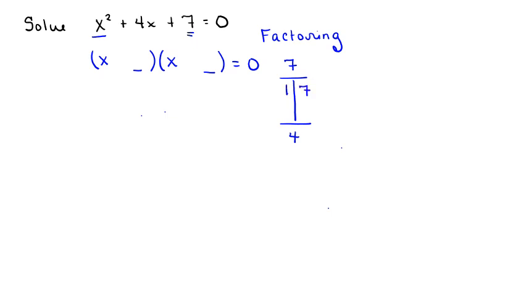One of the things that I notice about factors of 7 is that if I subtract, I get 6, and if I add, I get 8. Neither one of them gives me 4. This means that this cannot be factored. But when we say that it cannot be factored, it doesn't mean that it can't be solved. And this is where the quadratic formula comes in.